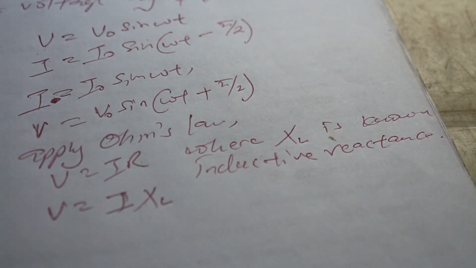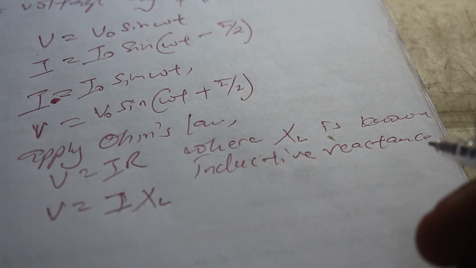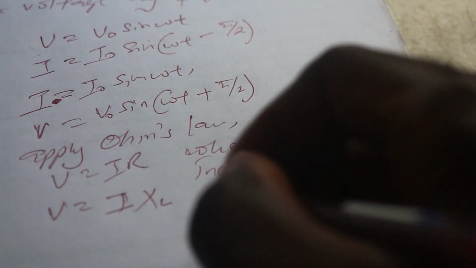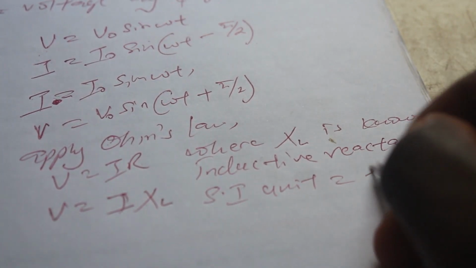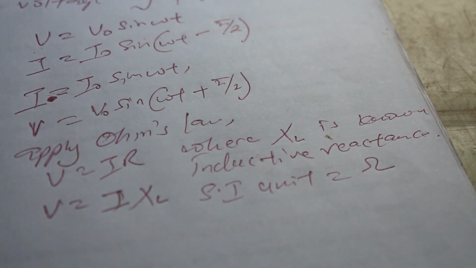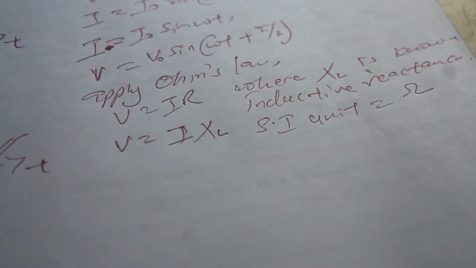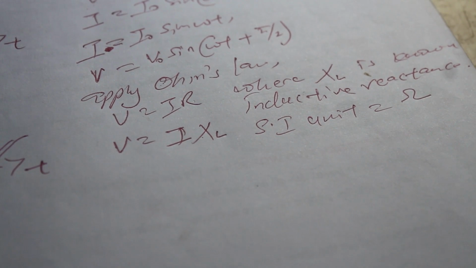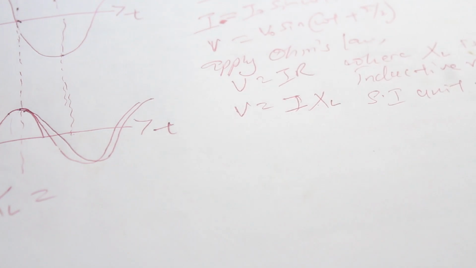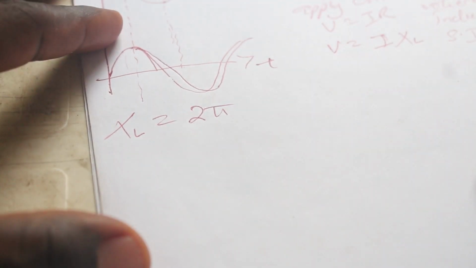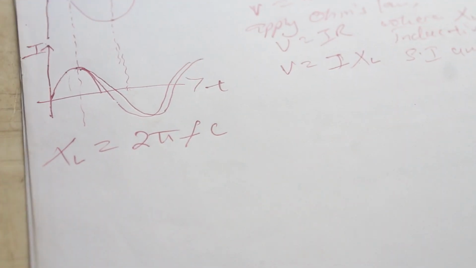XL is known as inductive reactance, and its SI unit, very much like capacitive reactance, is still ohms. Why is it ohms? Because it's basically an opposition to the flow of current, very much like a resistor or resistance. So it has the same SI unit as well. But XL, which is inductive reactance, experiment shows is equal to 2 pi FL.